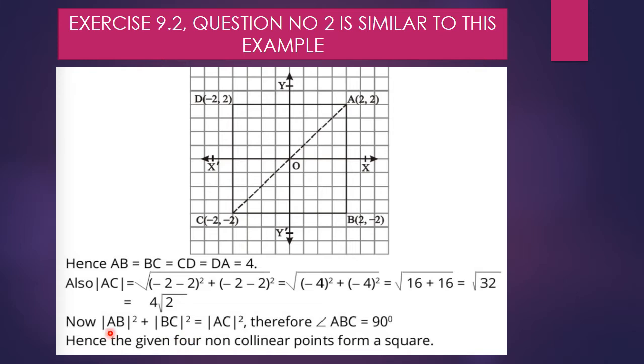So by putting the values and after calculation, we will come to know that AB square plus BC square is equal to AC square. This means Pythagoras theorem is satisfied, and therefore angle ABC is of 90 degrees. Hence, the given 4 non-collinear points form a square because all the conditions for a square are fulfilled.